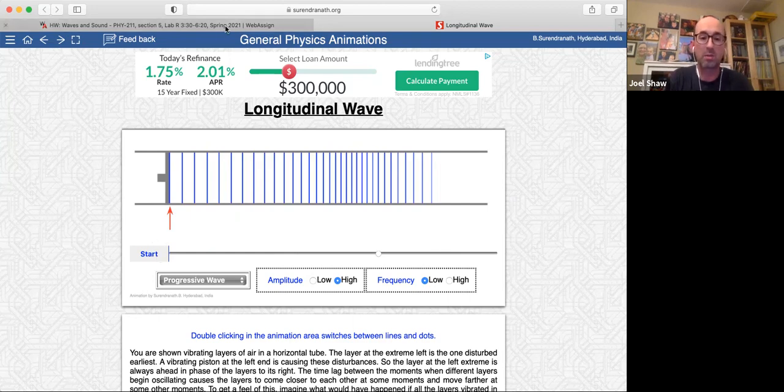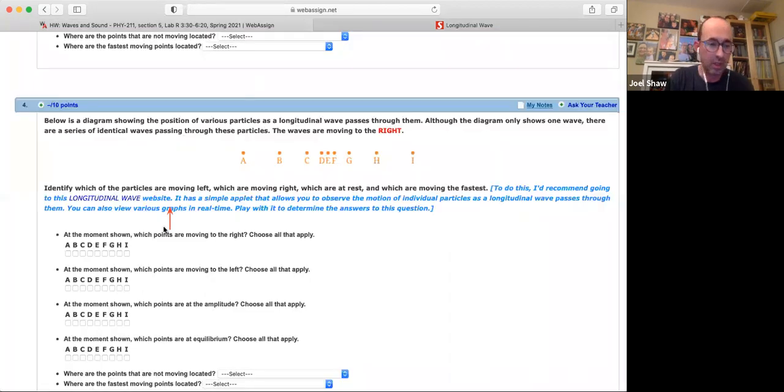So if I go back to my particular problem, and I'm looking here for, let's see, at the moment shown, which points are at equilibrium. Okay, so here's my diagram. And you can see now D, E, and F are all clumped together. And you might be tempted to pick all of them, but no, because only one of those is actually at equilibrium.